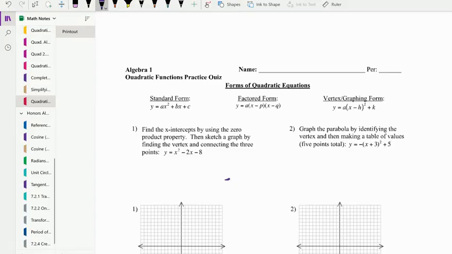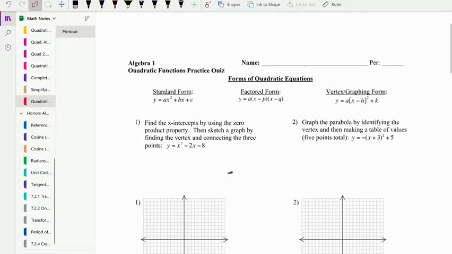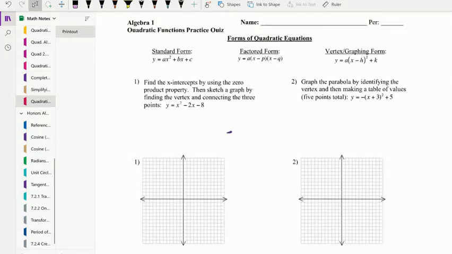I'm going to be going through these practice quiz questions step by step. So the first question is: find the x-intercepts by using the zero product property, then sketch a graph by finding the vertex and connecting the 3 points.